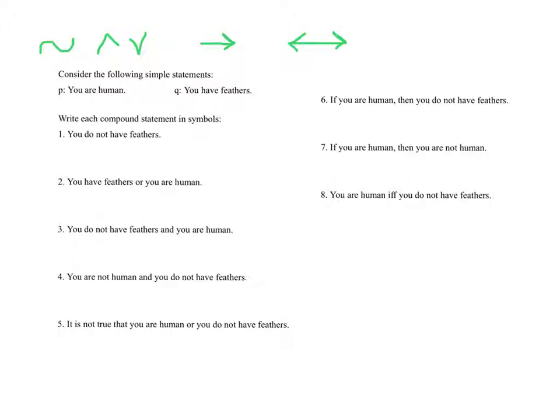So if we have the statement, if you are a bird, then you have feathers, then using the biconditional, this double arrow means that it has the same truth value as the reverse: if you have feathers, then you are a bird. So those two things are the same. So it's a shorthand way of writing if P, then Q, and if Q, then P. So what we want to be able to do, if we have these two statements, P, which is you are a human, and Q, you have feathers, is write each of these compound statements using symbols, using P and Q and the symbols that we just reviewed.